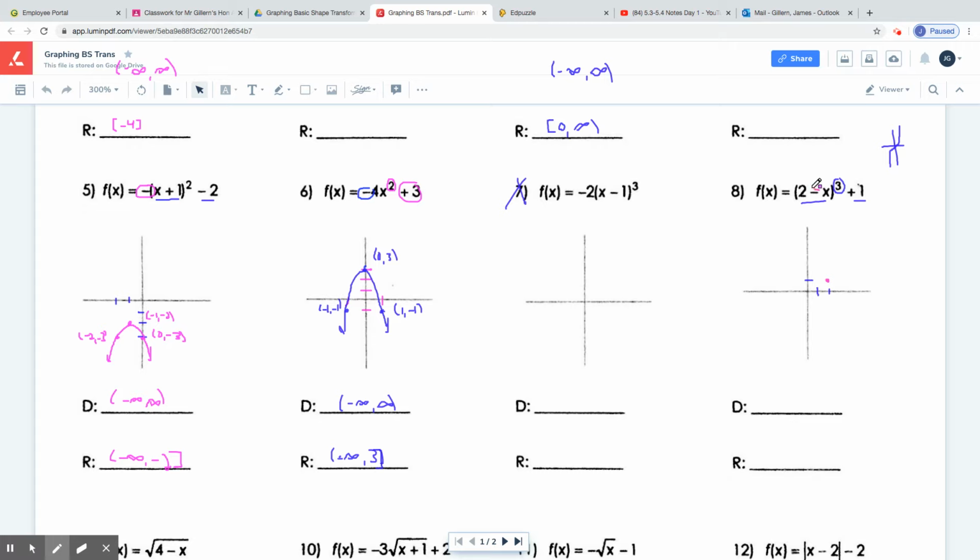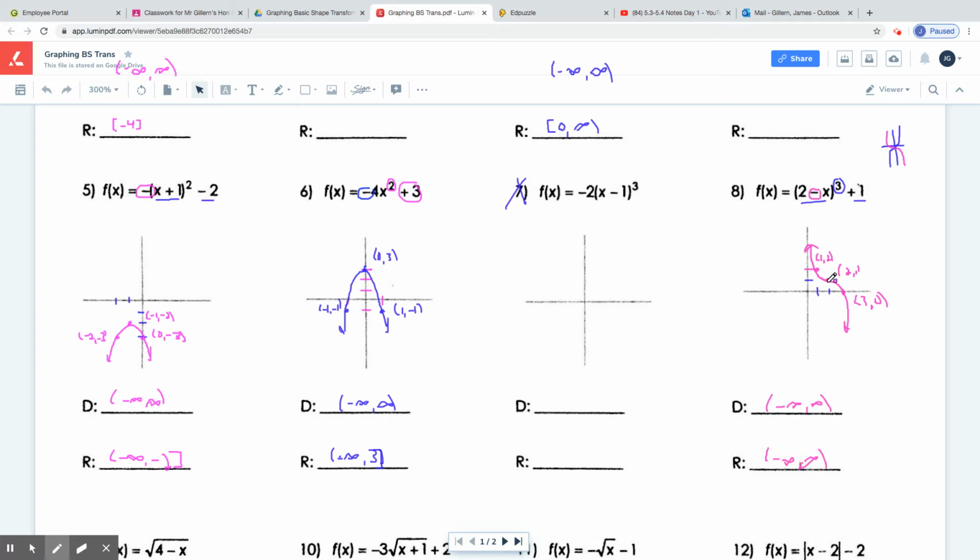But this negative in front of the x means there was a horizontal flip. So instead of going this way, the basic shape is going to look like that. So when I go up 1 and to the left 1, I'm going to go up and to the left instead of up and to the right. I'm going to go down to the right. So it looks something like that, with my points at 2, 1, at 1, 2, and at 3, 0. The domain and range are both negative infinity to infinity.